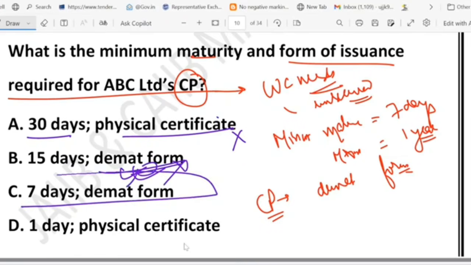Option C is 7 days and demat form. Yes, this is the absolutely correct answer. This is the perfect answer. Minimum maturity, I just told you, is 7 days, and demat form, yes, this is very much important.